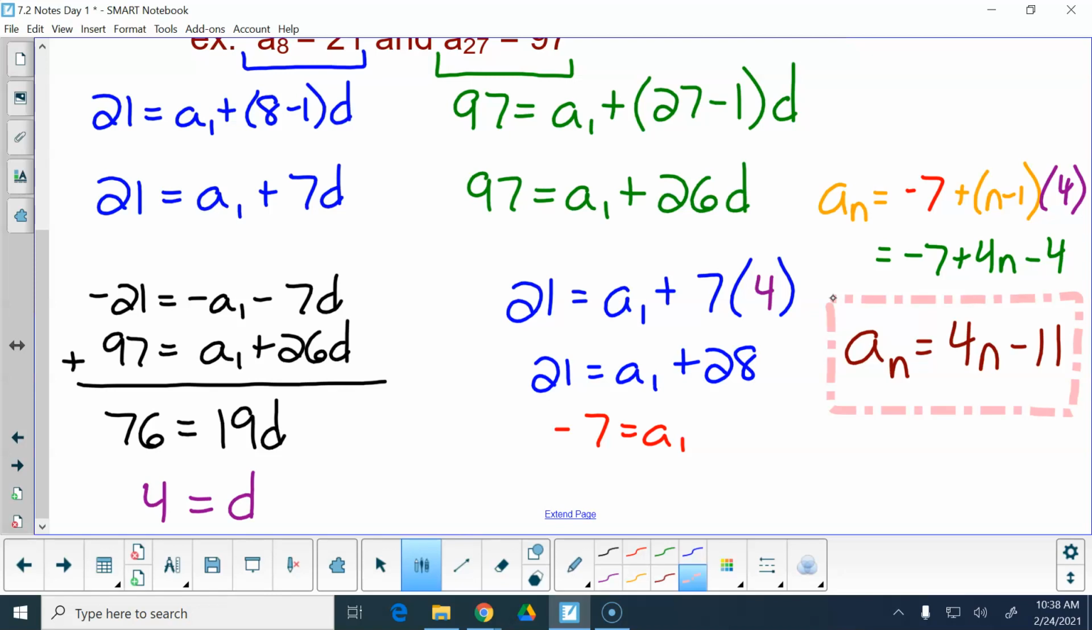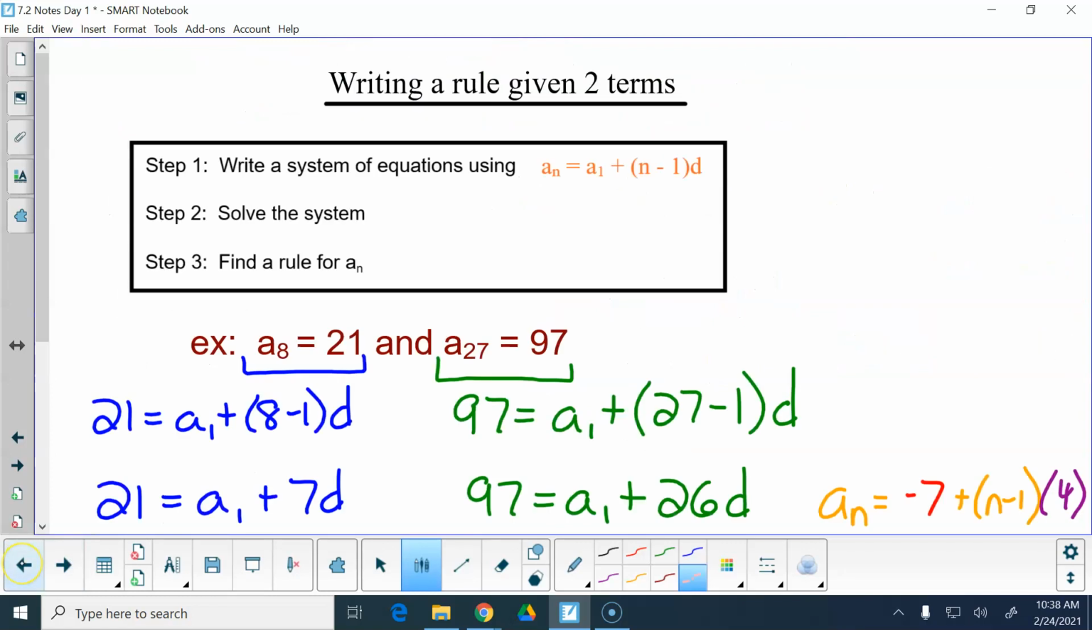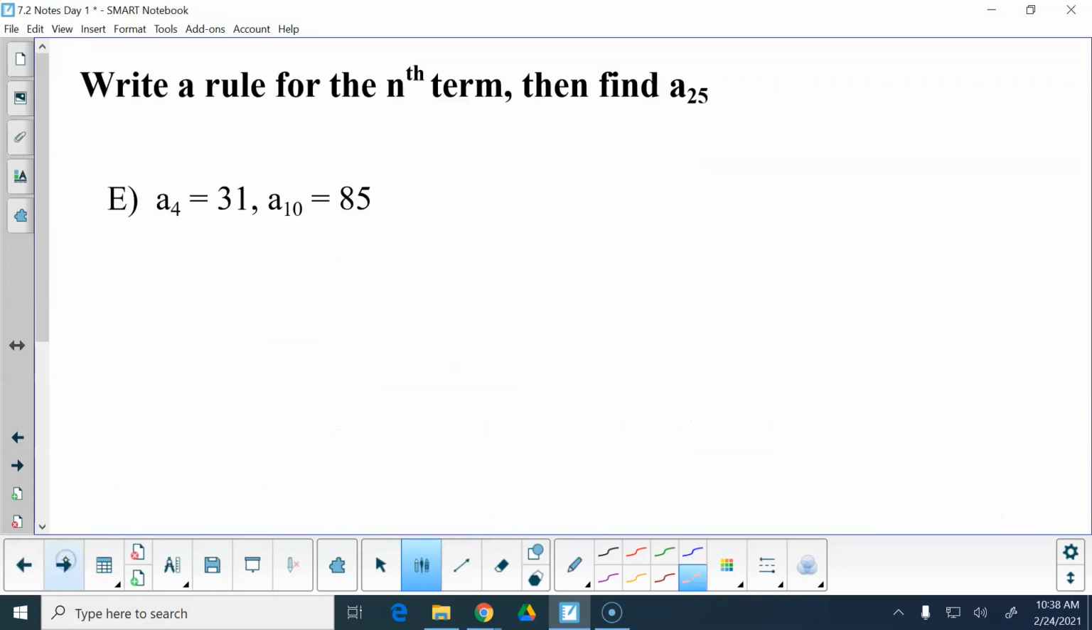Okay. Questions, comments, concerns on that one? Try that one. Find me, oops, do we have to find the rule? Nope, we just had to find that. Okay, so you find me the rule and find me the 25th term.